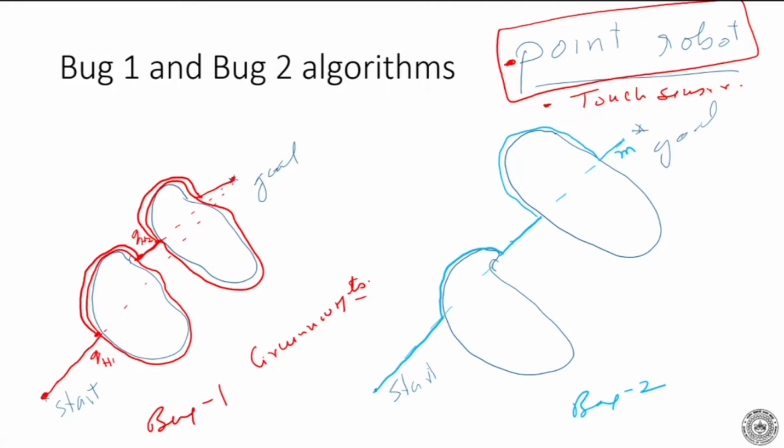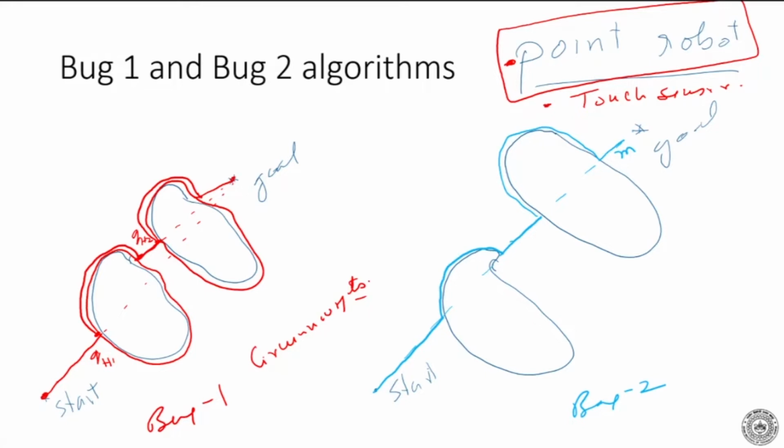Now it would appear that the bug 2 algorithm is faster than the bug 1 algorithm. But this depends on the shape of the obstacle. This is something we have seen in the last class, that in the case of a spiral, very often bug 1 will succeed in finding a path and reaching the goal, whereas bug 2 might fail. So it is very much dependent on the geometry of the obstacle.